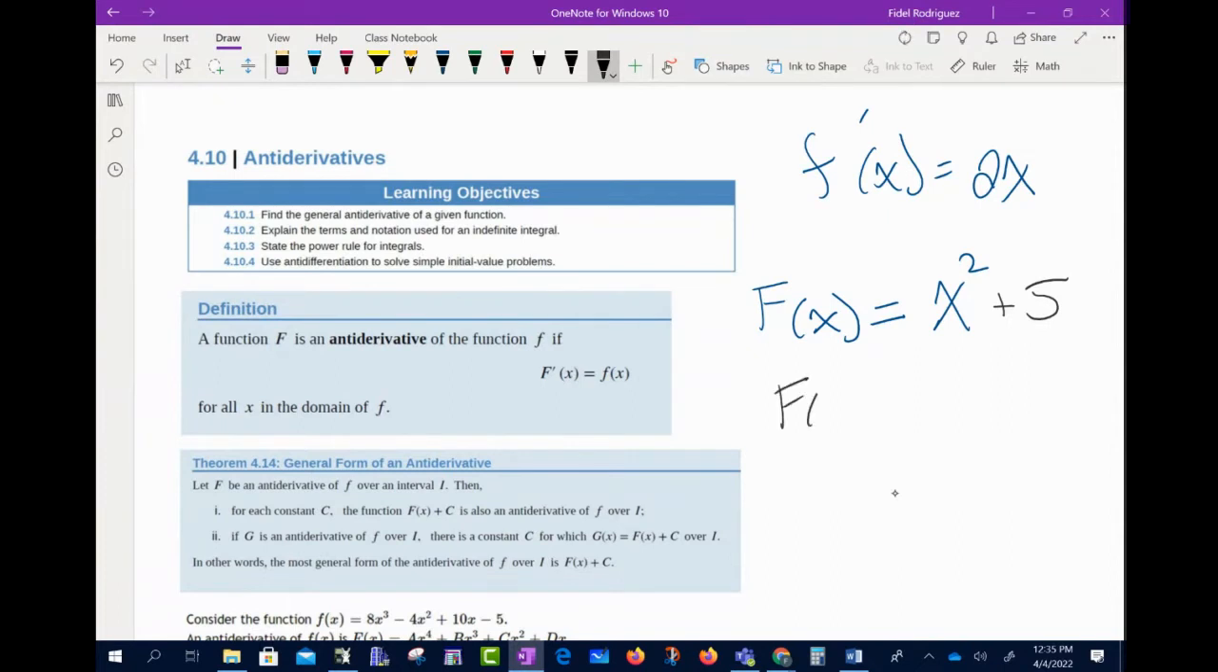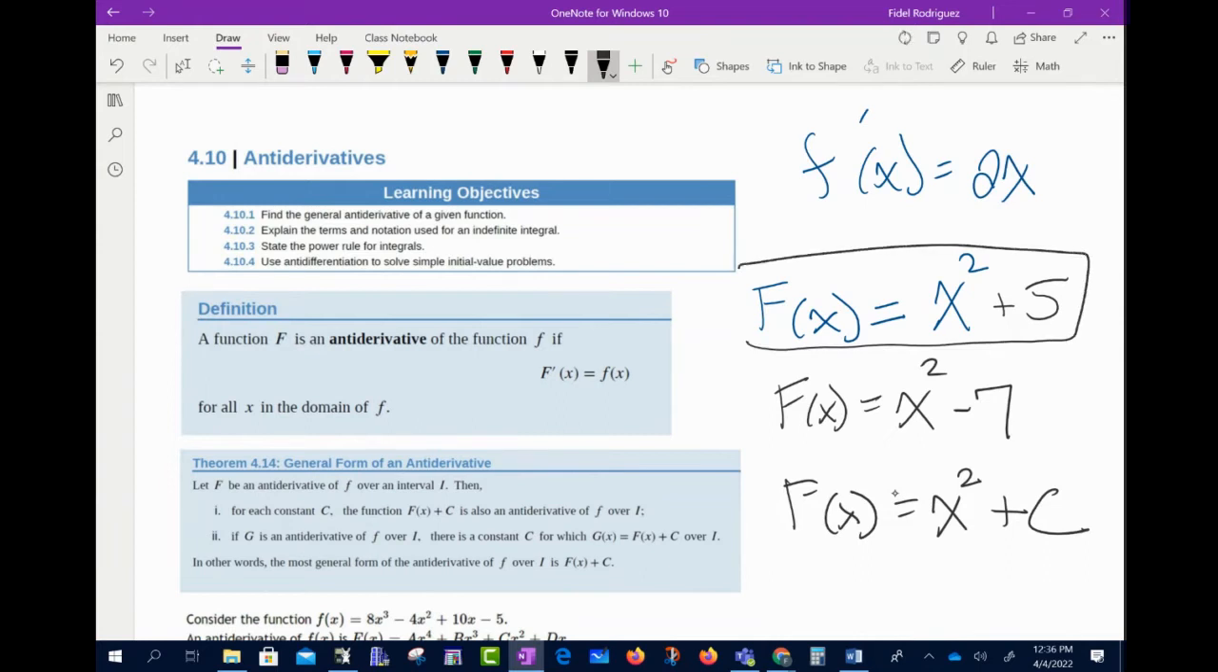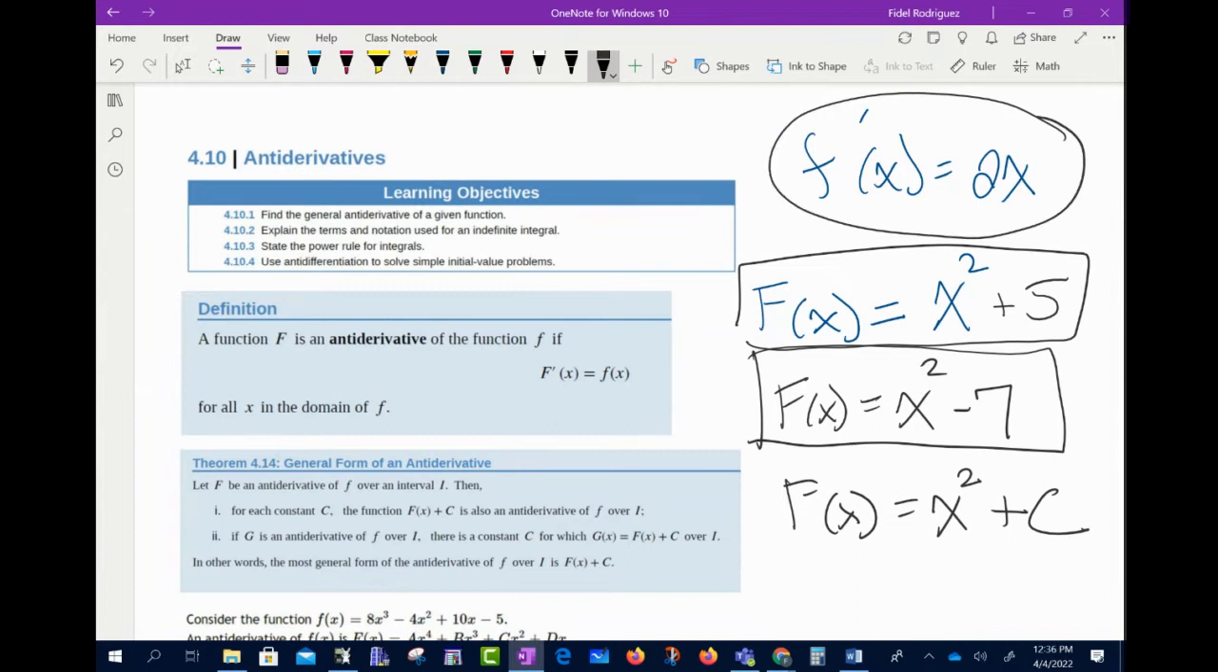Okay. Could my function have been x squared minus 7? Yeah, it could, right? So what we say, y'all, no, not plus or minus infinity. What we say is the original function would have been f of x equals x squared plus some constant, because we know that the derivative of a constant happens to be 0, right? Because I know that if I take the derivative of this function and I take the derivative of this function, I would actually end up with that.